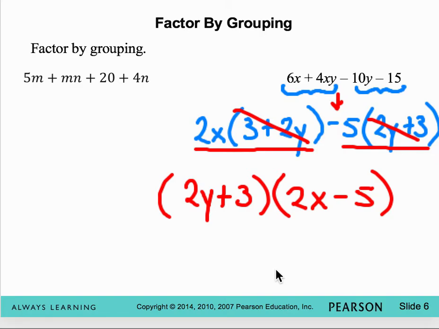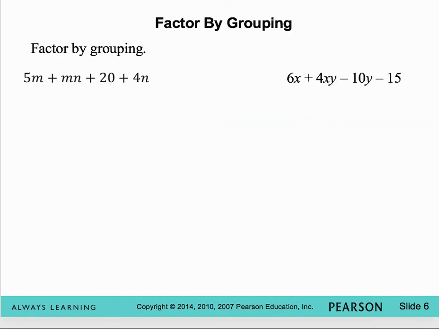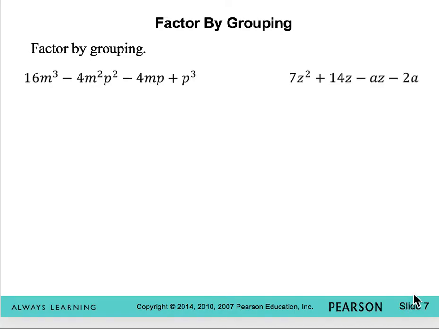And I could multiply it out and check it if I wanted, which is not a bad idea until you get really good at it. Okay. So 16 doesn't have a number, doesn't have an m, doesn't have a p. Don't forget to look for a greatest common factor first. So if it doesn't have a greatest common factor, I'm going to try to factor it by grouping.